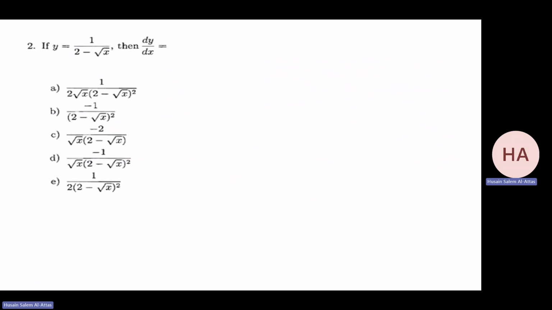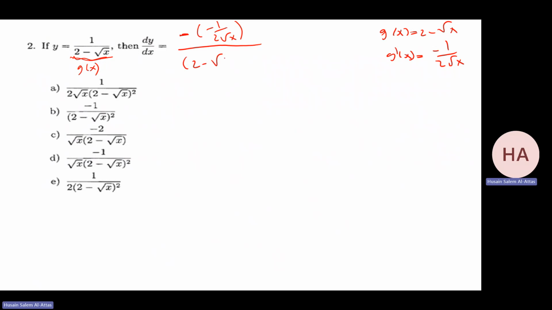Now this is 1 over something. I need to find the derivative, so I'll apply the rule. What will be dy over dx? This is my g. So that will be minus g prime over g squared. What's the derivative of g of x, 2 minus square root of x? What will be g prime? It will be minus 1 over 2 square root of x. So that will be minus minus 1 over root of x over g of x squared. And that is 1 over 2 root x, 2 minus root x squared, which is this one.